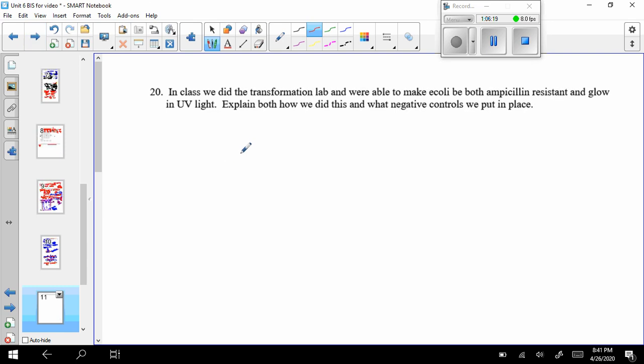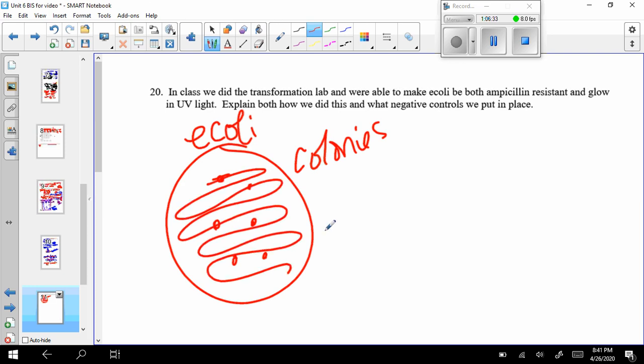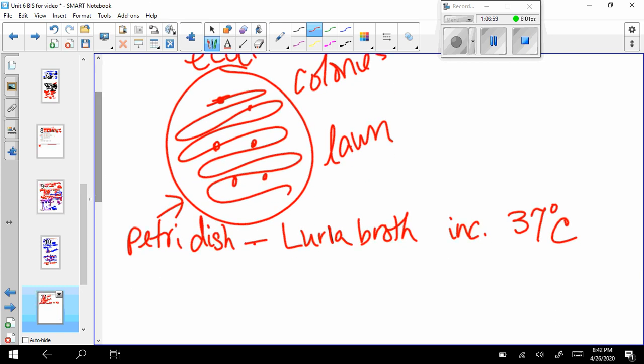Okay, so we know that if this is my E. coli, they grow in what are called colonies. And as a colony spreads, it sort of takes over the whole plate, and it can develop what's called a lawn. And on this Petri dish, you need things to keep it alive. So you need Luria broth. That's basically food for bacteria, and it needs to be incubated. Usually we keep it around 37 degrees Celsius, a nice warm temperature that's a lot like human body temperature.